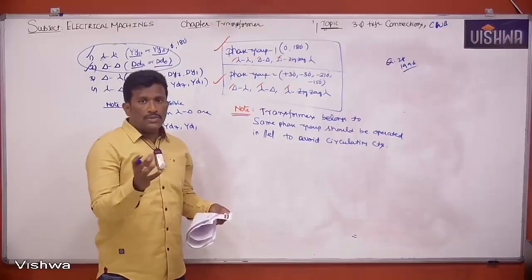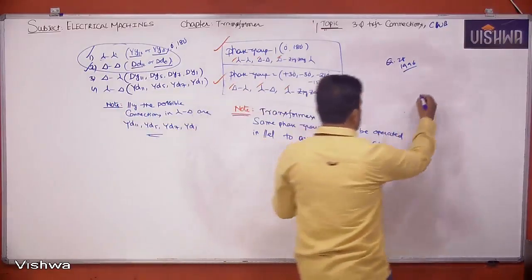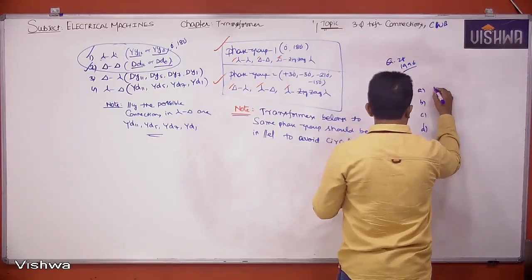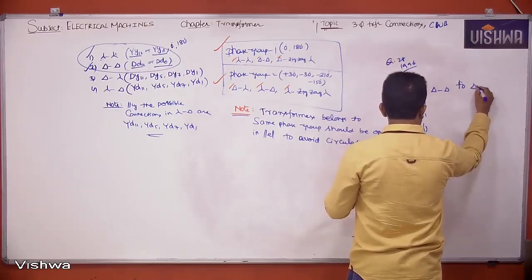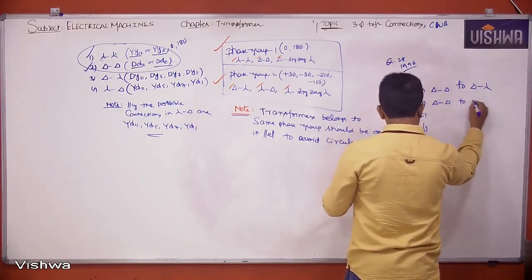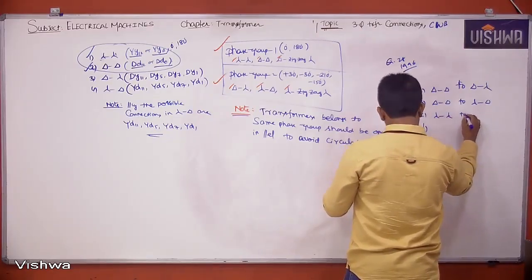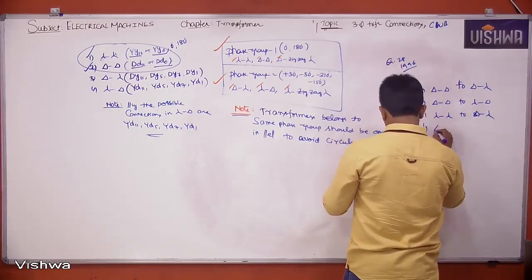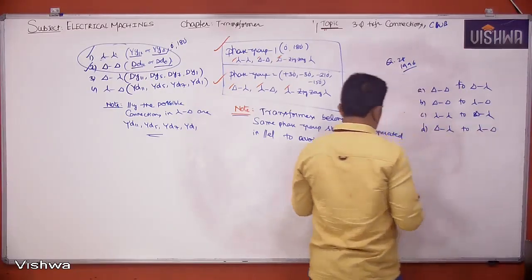So which transformer connections can be operated in parallel? Option A, he has given delta to delta star. Option B, delta to star delta. Option C, star to delta star. Option D, delta star to star delta. So which one is correct?